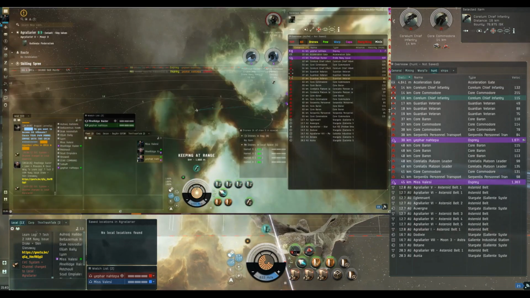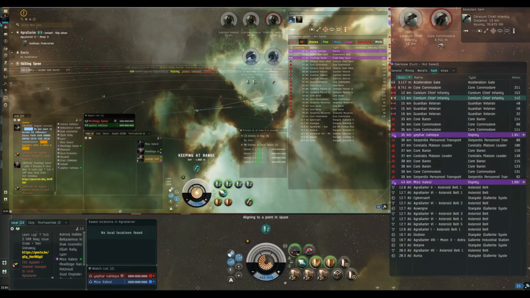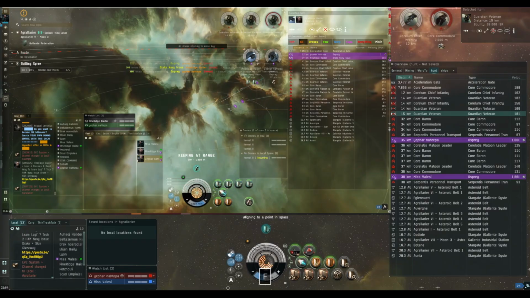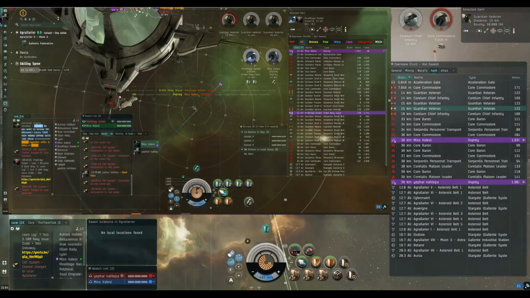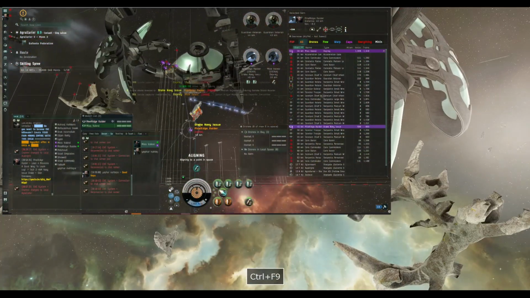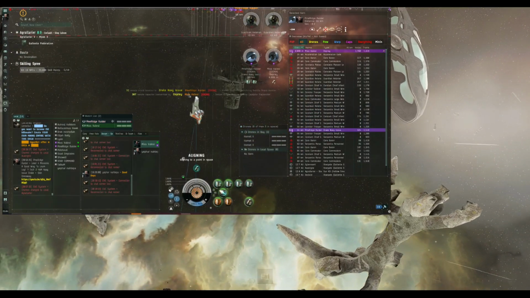Actually, I just thought, the falloff range on the reps on these Ospreys is 66 kilometers. If you add that to the cap transfer range, they could give out reps to ships that were like 200 kilometers apart.